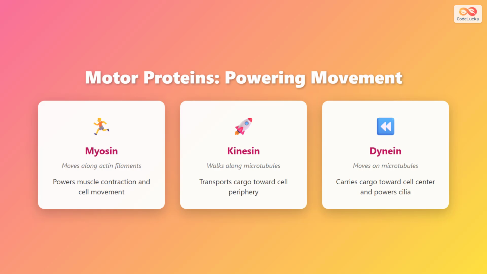Motor proteins are molecular machines that use chemical energy to generate force and movement along cytoskeletal filaments. Myosin moves along actin filaments and powers muscle contraction as well as other types of cell movement. Kinesin walks along microtubules like a tiny person taking steps, transporting cargo toward the cell periphery. Dynein also moves on microtubules but carries cargo in the opposite direction, toward the cell center. Dynein also powers the beating of cilia. These motor proteins are essential for the dynamic functions of the cytoskeleton.